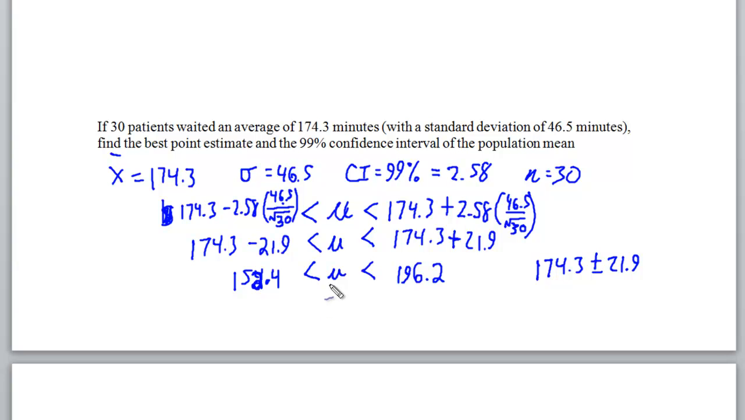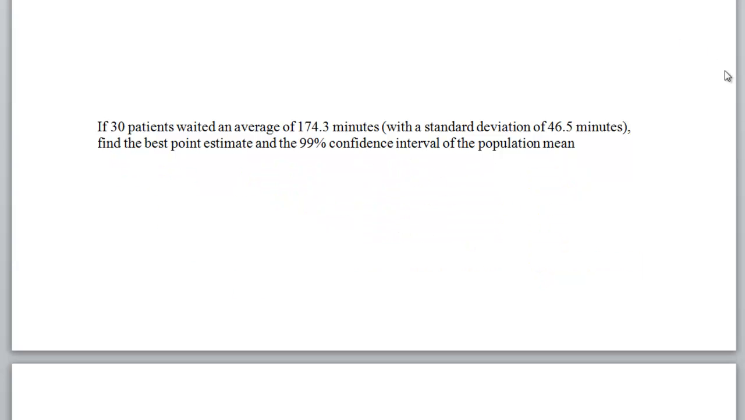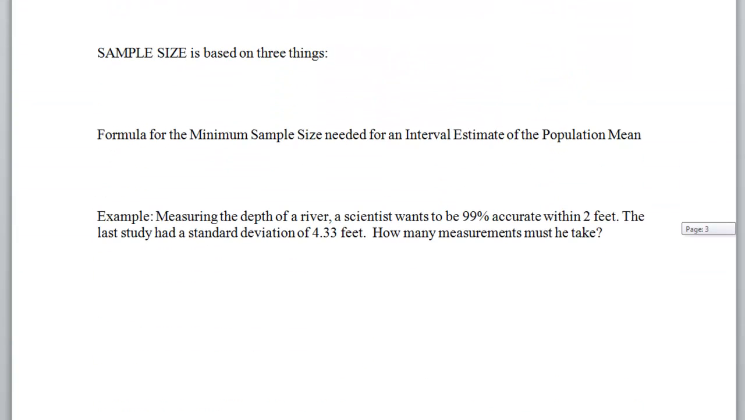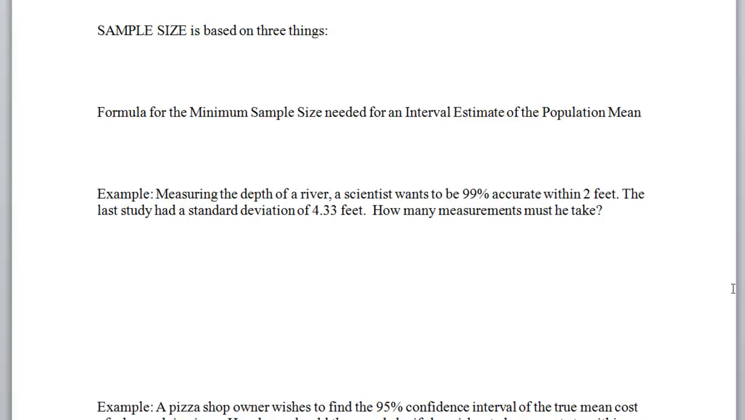All right, so let's move on to the next problem here. We're going to shift gears a little bit and talk about sample size. Moving down to the last page here, sample size is really based on three pieces. Okay. Sample size is based on the margin of error.